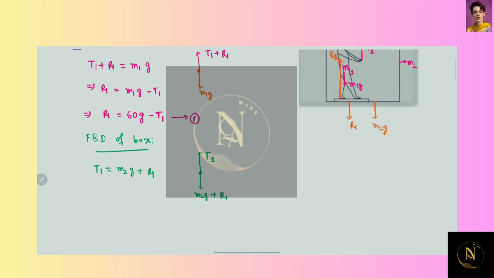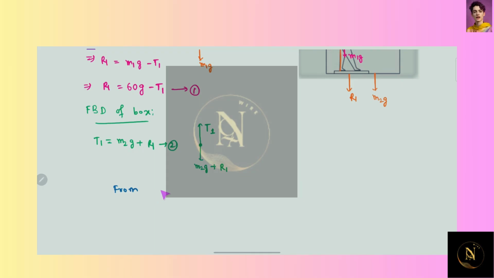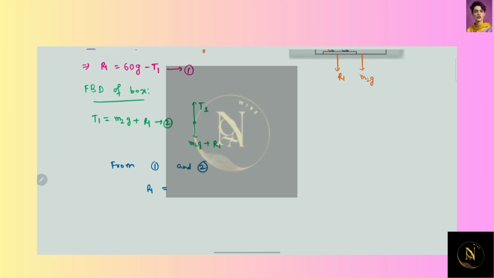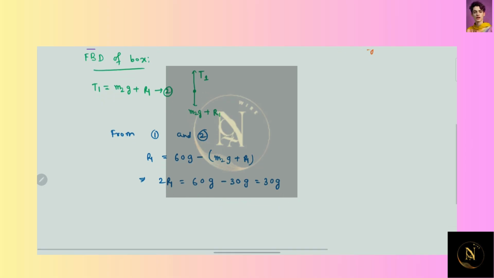So from 1 and 2 we can write that R1 equals 60g minus, in place of T1, m2g plus R1. So this will give us 2R1 is equal to 60g minus m2, which is 30 kg, so 30g. Then from here I can write R1 will be 15g.